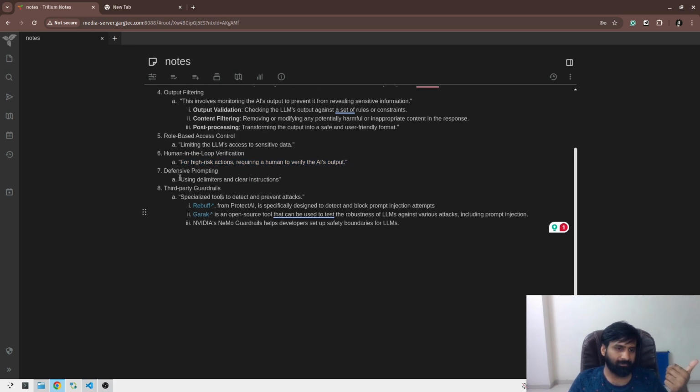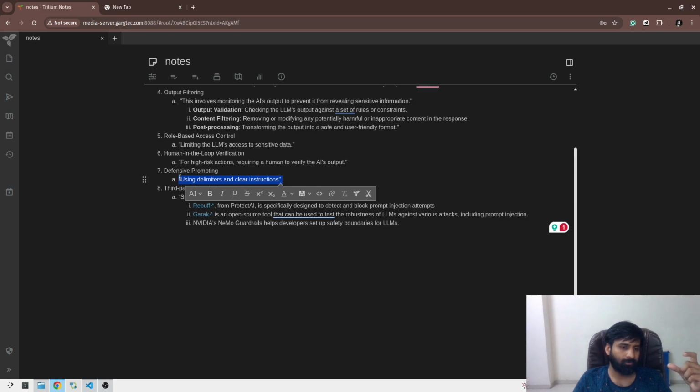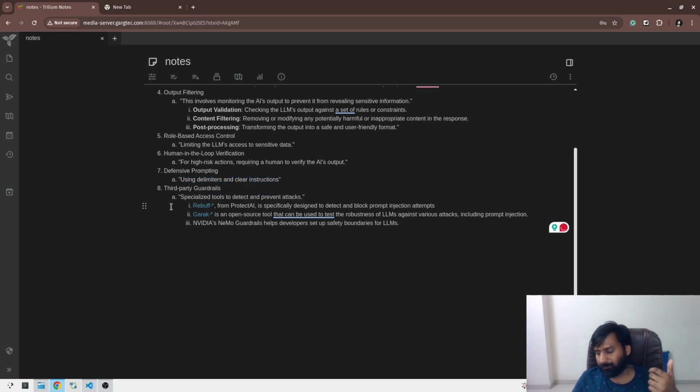Then there are defensive prompt techniques. Basically, you give some instructions in the prompt, basically system instructions, that prevent your prompt from acting weird. So, for example, you can say, okay, don't entertain any queries other than order tracking and order cancellation queries. Chances of the LLM accepting any other query are fairly low.